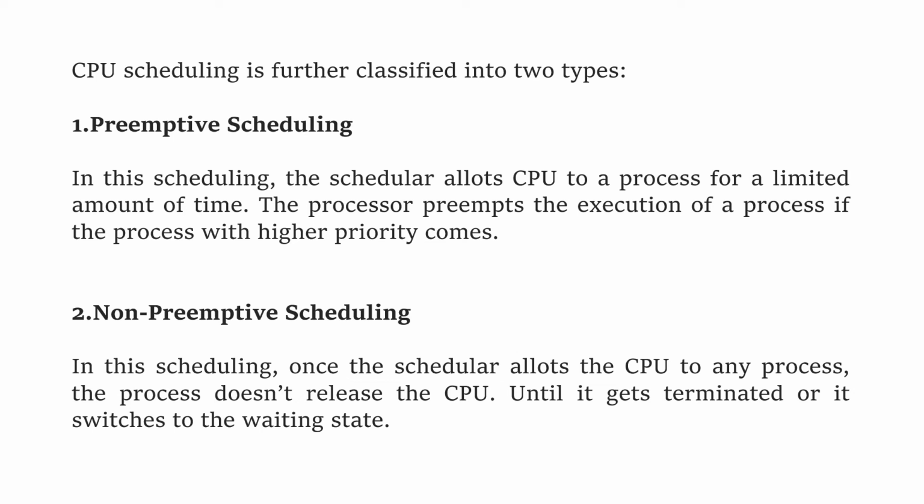In this, first we can see the preemptive scheduling. This scheduler allots the CPU to a process for a limited amount of time. That is, the processor preempts the execution of a process if a process with higher priority comes. Then we can see the non-preemptive scheduling. In this, once the scheduler allots the CPU to any process, it does not release the CPU until it gets terminated or it switches to the waiting state.